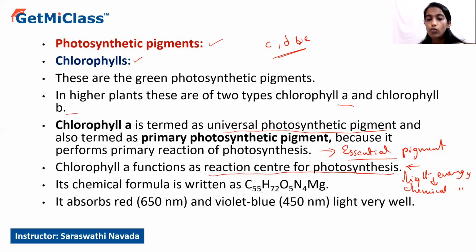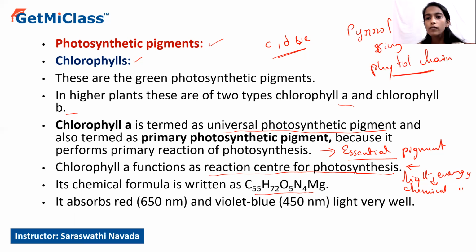And if we look at the molecular formula of chlorophyll A, it is written as C55H72O5N4Mg. So this is the molecular formula, or the chemical formula, for the chlorophyll A molecule. And every chlorophyll molecule, whether A or B type, will have two main parts. One is called the pyrrole ring structure, and another one is the phytol chain. So these are the two important components in the structure of the chlorophyll molecule.